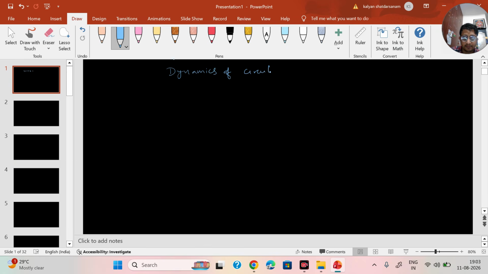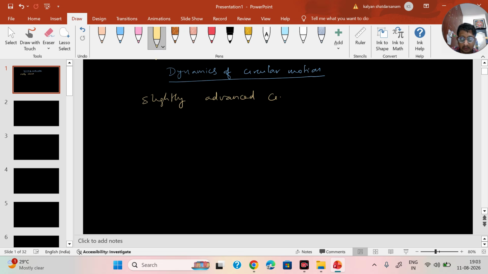Dynamics of circular motion. So this is some kind of slightly advanced circular motion than what we have studied. Let me first revise our basic circular motion, then I will take you into this. Then we will see some very interesting class of problems.